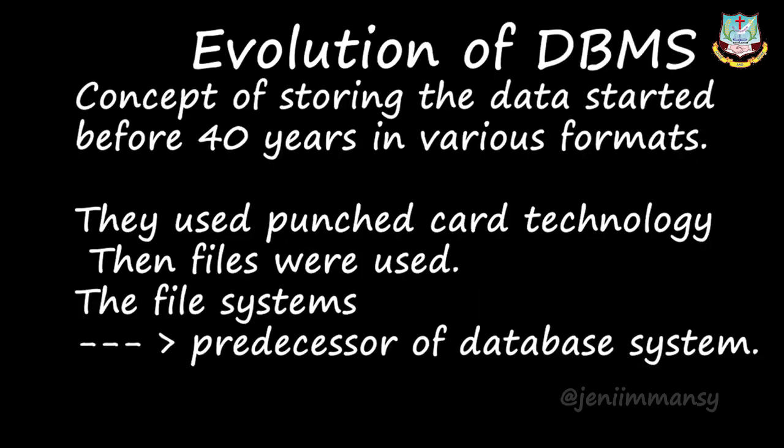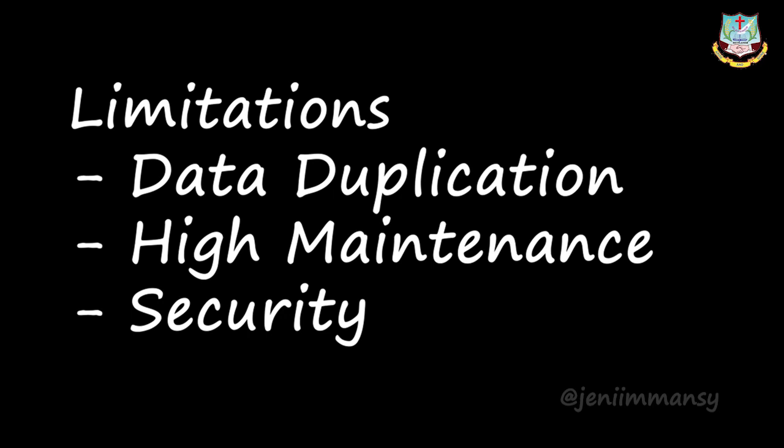Now we are going to see the evolution of DBMS, the evolution of database management system. The concept of storing the data started 40 years ago. In the early days, they used punched card technology to store the data. After that, files were stored, which are called predecessors of the database system. Various methods in the file system were used in the olden days. The file system had more limitations also, that means some disadvantages. The disadvantages are data duplication, high maintenance cost, security problems and so on.